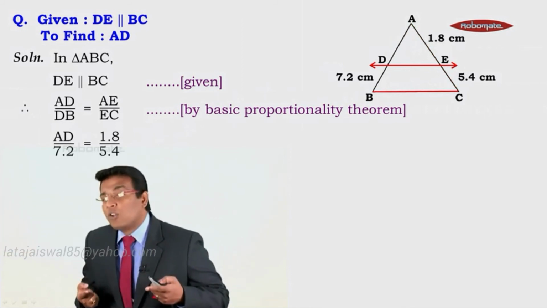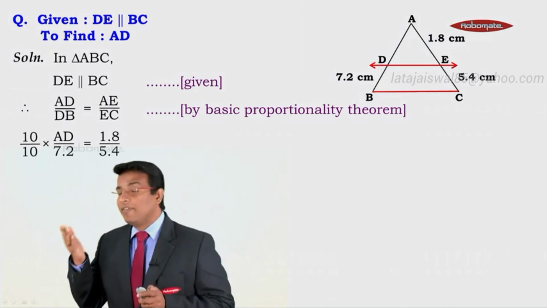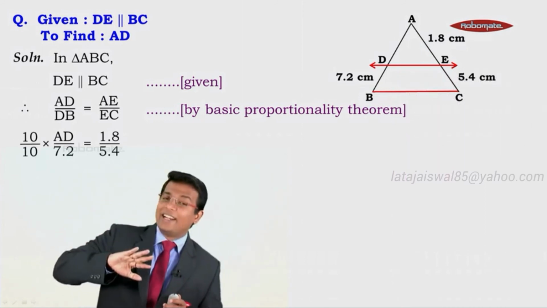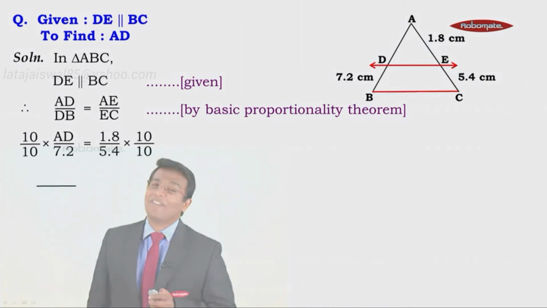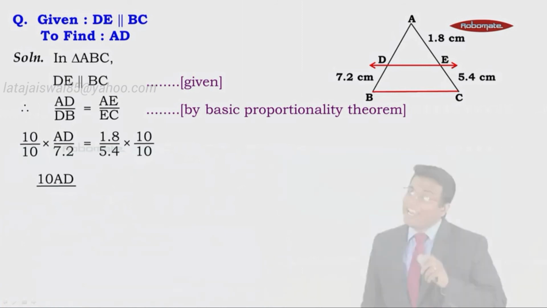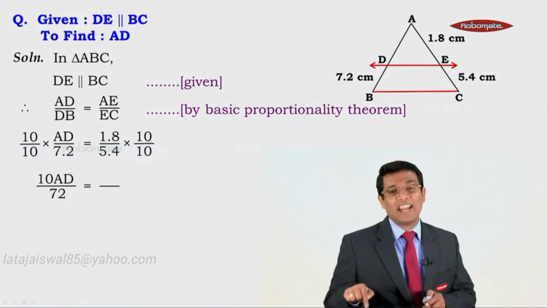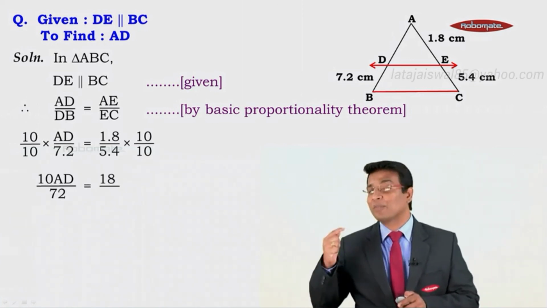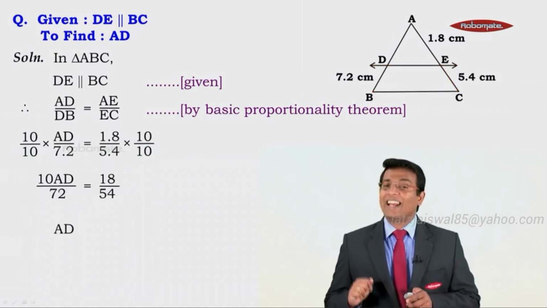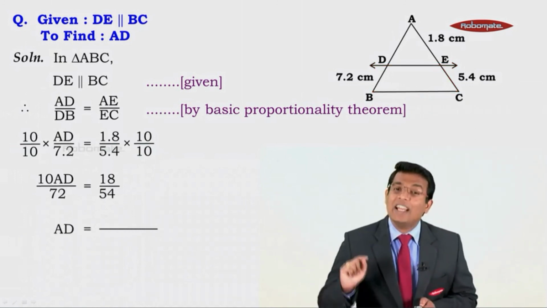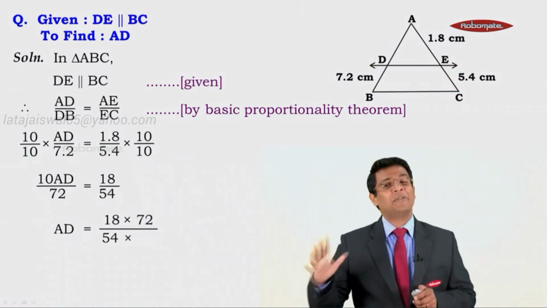Now, we can right now cross multiply, or one thing we can do is we can remove the decimals first from both the sides. So, in the left hand side, we'll multiply and divide by 10. On the right hand side, we'll also multiply and divide by 10. Right. So, now what we have here is 10 into AD remains as it is, and in the denominator 10 into 7.2 will give us 72, and on the right hand side we get 18 upon 54. The decimals are removed from the numerator and the denominator. Now we cross multiply, so we would get there AD is equal to 18 into 72 in the numerator, and in the denominator we have 54 into 10, right?